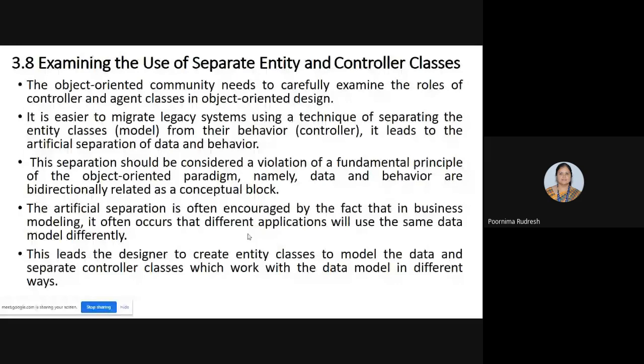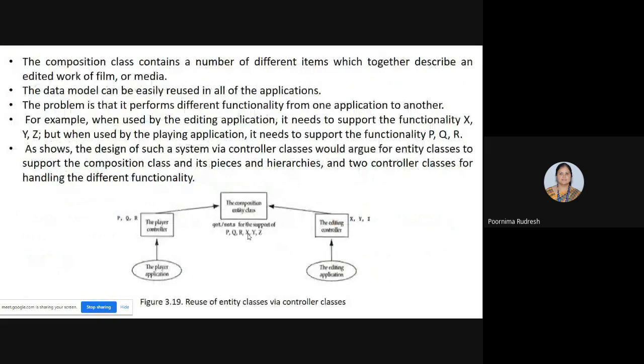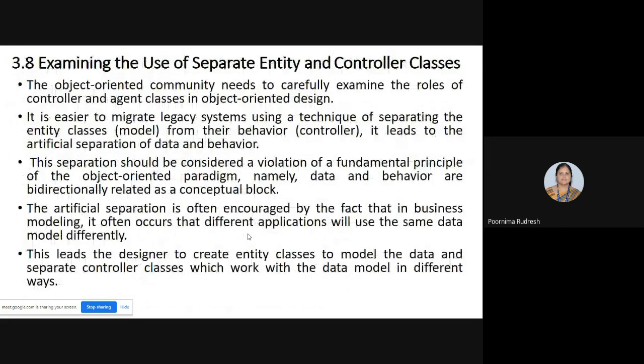Next we'll move on to one more topic, called examining the use of separate entity and controller classes. This is the last topic of the chapter. Here we are examining the use of separate entity and controller classes. We'll consider one example, and by considering the media application, we'll see how we can do that. First we'll see the separate entity and controller classes.